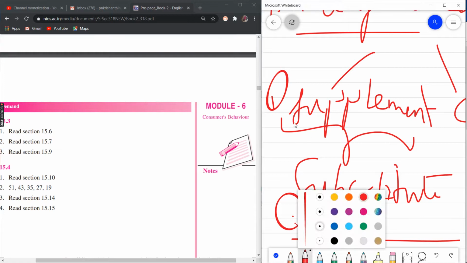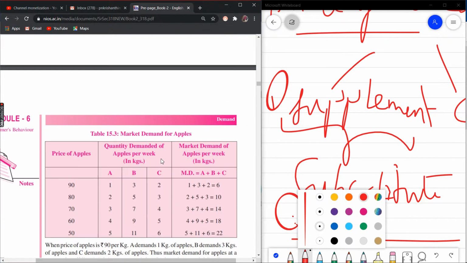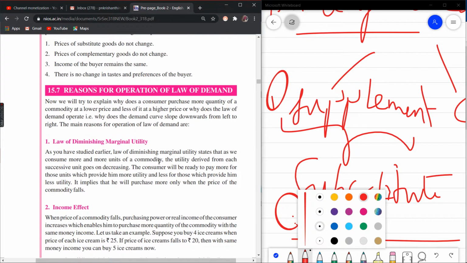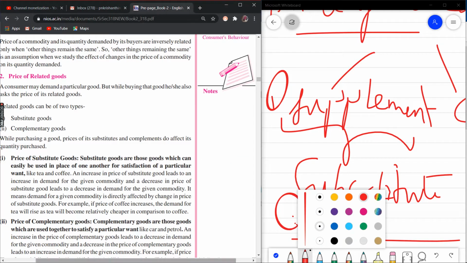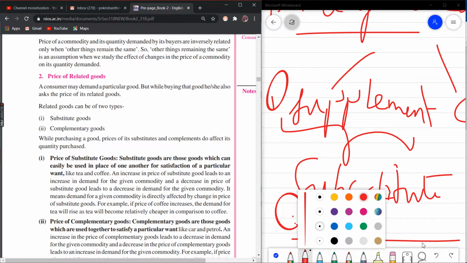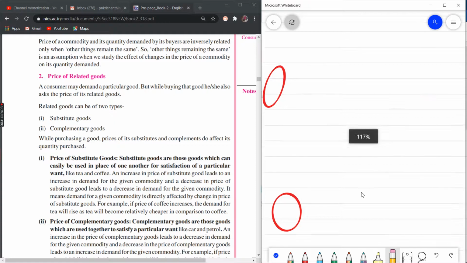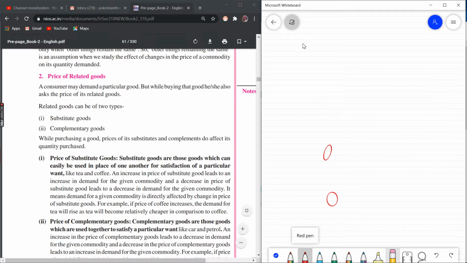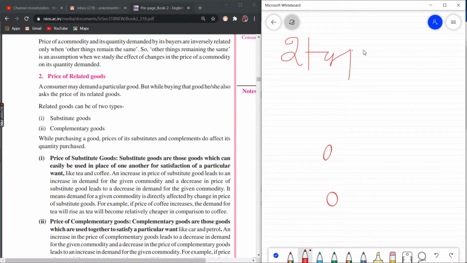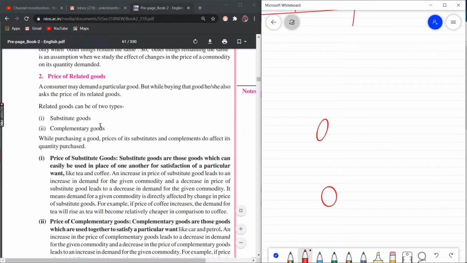Now, in the last lecture, we were discussing what substitute goods and complementary goods are. Let us look at it. One minute, let me take the page where it is. Okay, here it is. Related goods can be of two types. As I said earlier, one is substitute goods and the other one is complementary goods.